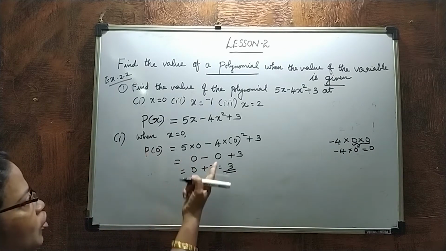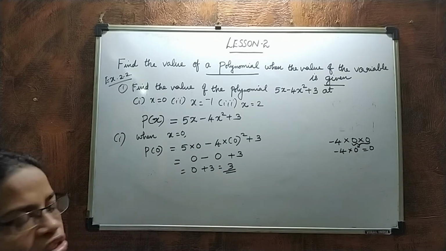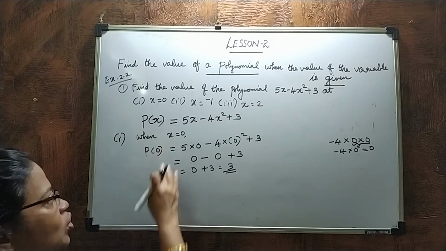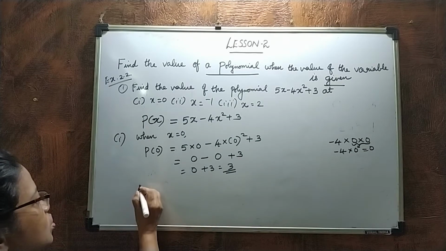So when p of x is equal to 5x minus 4x square plus 3, and when the value x is equal to 0, you will get the answer 3. Clear? Second question then.